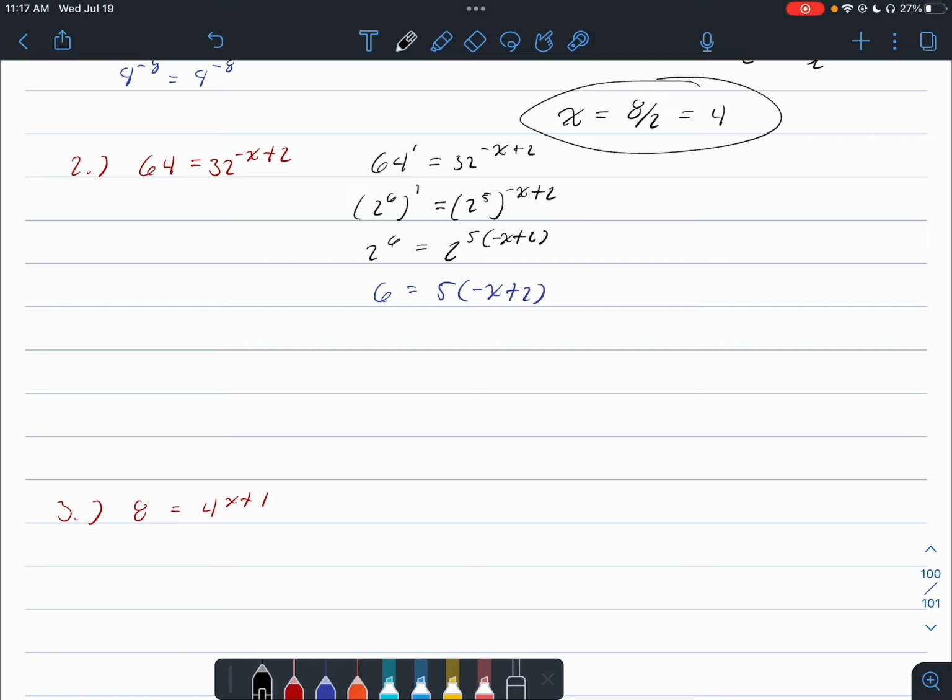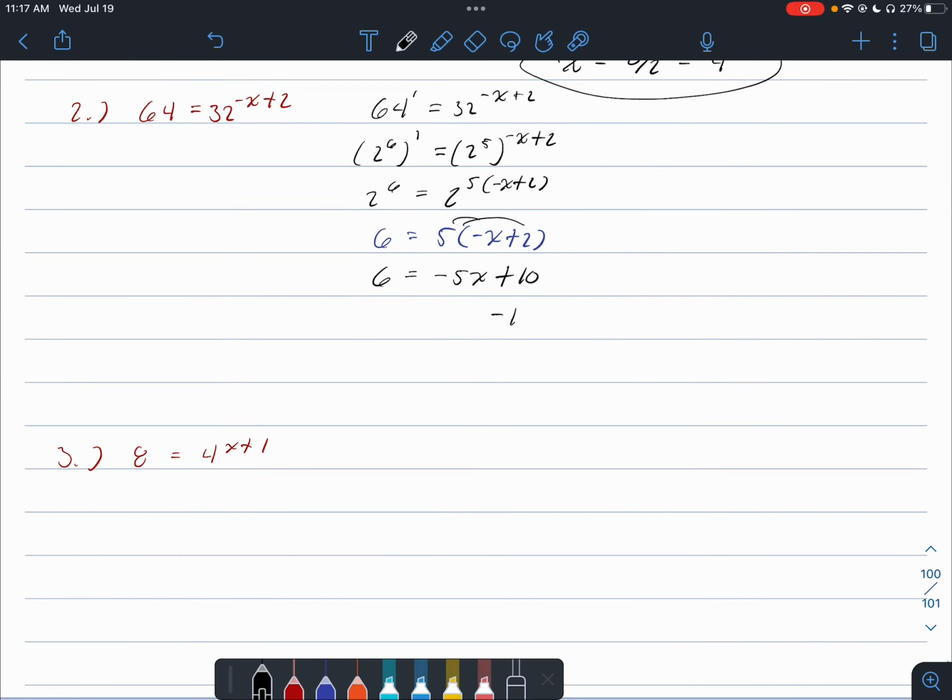So let's go ahead and distribute this 5 to the negative x and to the 2. So we'll have 6 is equal to negative 5x plus 10. And if we take 10 away from both sides, we get negative 4 is equal to negative 5x. We can divide by negative 5, and we get that x is equal to 4/5.